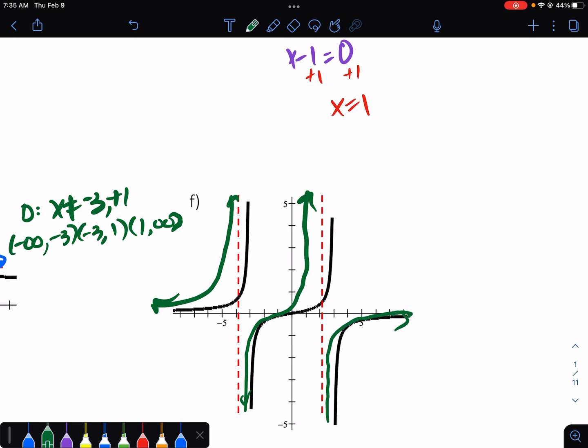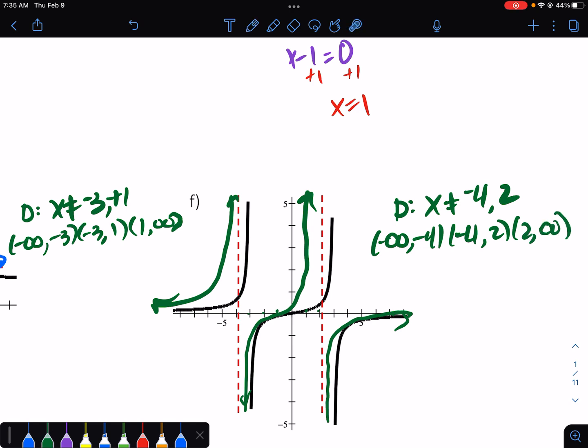So here, if we look at the green parts of the graph, there's no x value here and there's no x value here. So that means that our domain is x cannot be -4 or 2. And then again, in interval notation, it'd be -infinity to -4, -4 to 2, 2 to infinity.